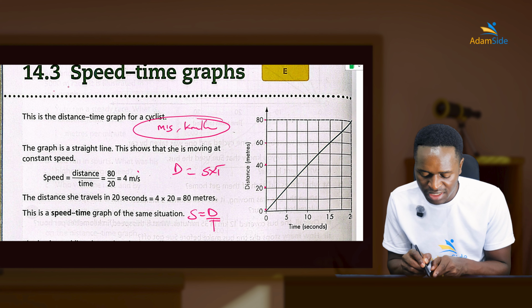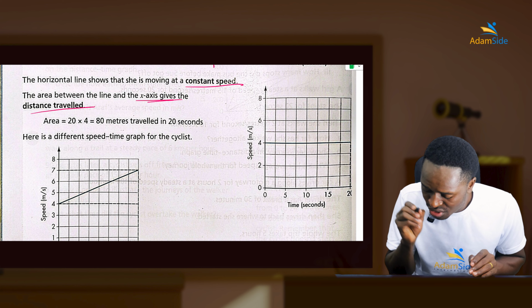The horizontal line shows that she is moving at a constant speed. When you have a horizontal line like this one, it shows that this object is not changing in speed. There is no change in speed. So if it's 4 meters per second, it's 4 meters per second throughout the journey. The area between the line and the x-axis gives the distance traveled. Whenever you are told to find the distance traveled in a speed time graph, the area between the line and the x-axis gives the distance traveled.